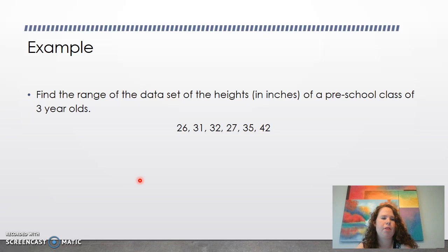Example: find the range of the data set of heights in inches of a preschool class of 3-year-olds. We've got about 6 here, so we need our max and our min. Our max is 42 inches and our minimum is 26. So we subtract 26 from 42 and we get 16 inches is our range of the data set.